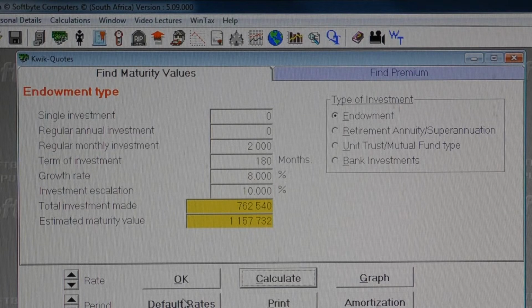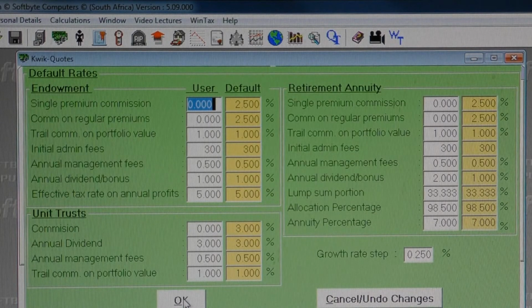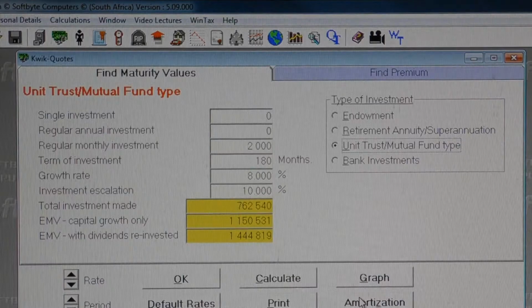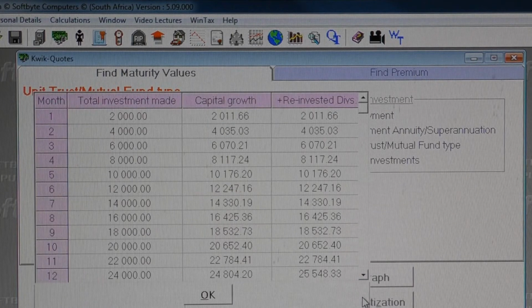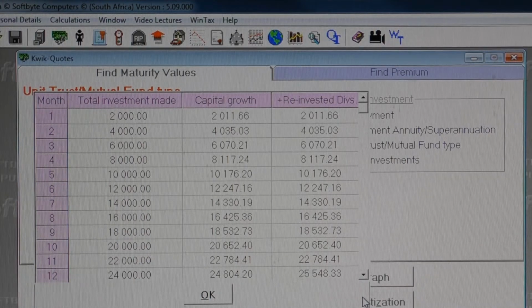Clicking on the Default Rates button opens a window where we can set up costs and commissions for these products to make our results even more accurate. The Amortization button shows a month-on-month growth of the investment.